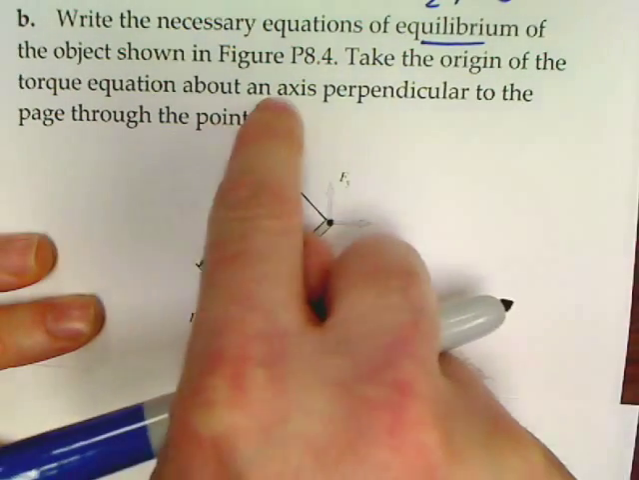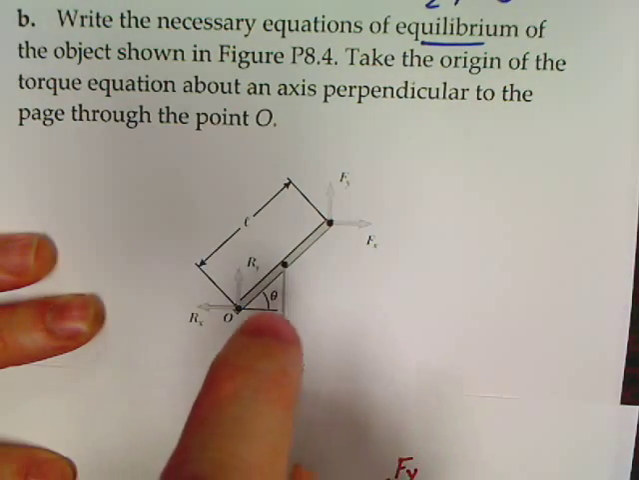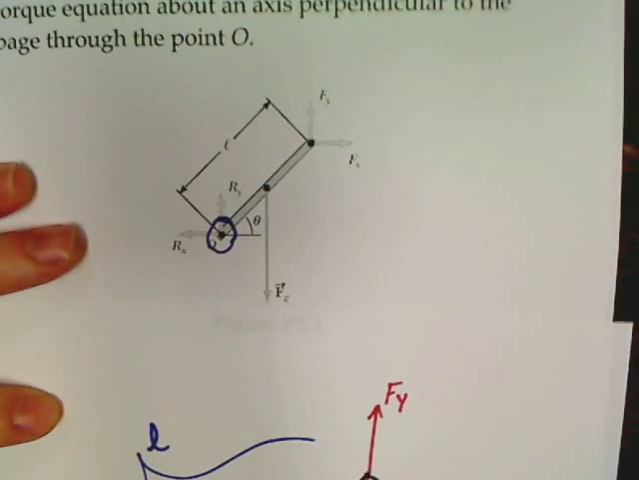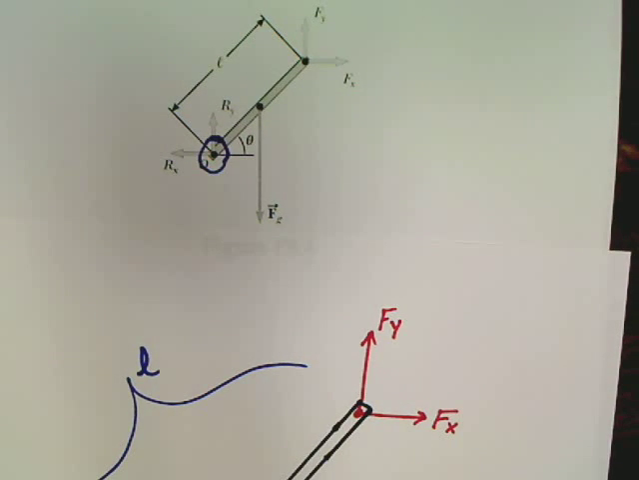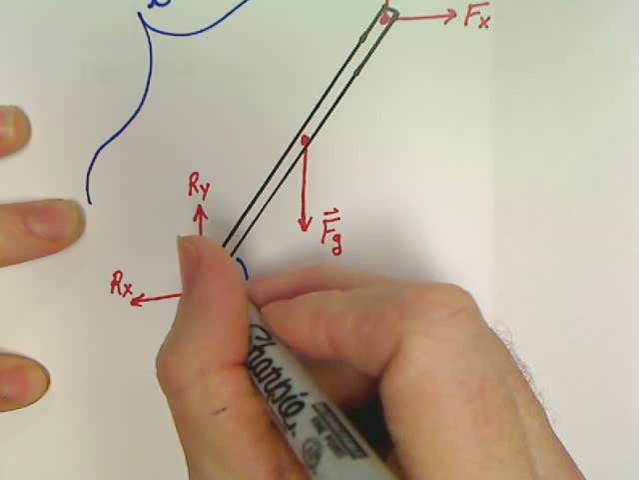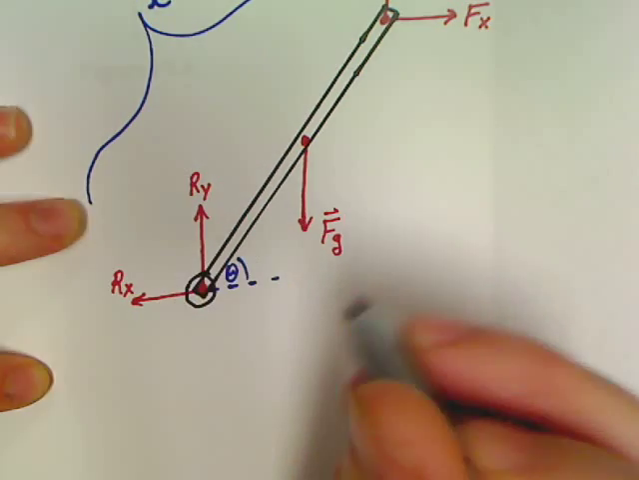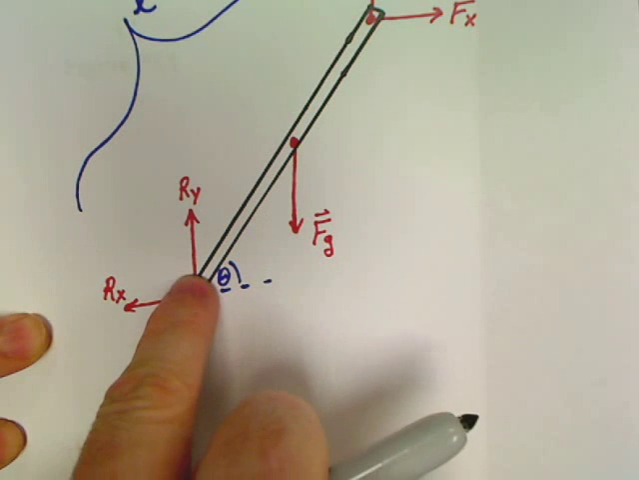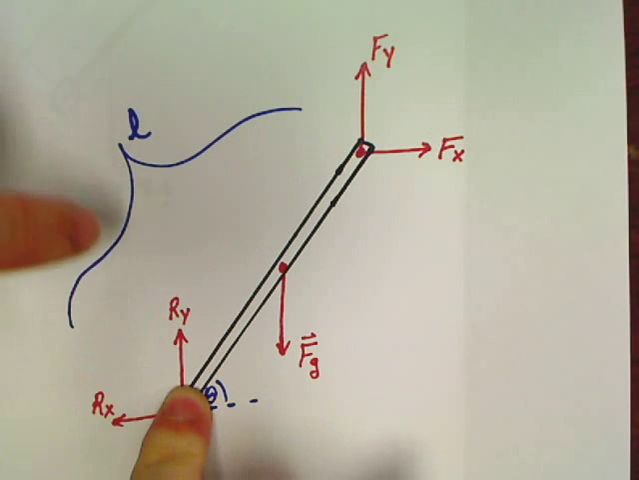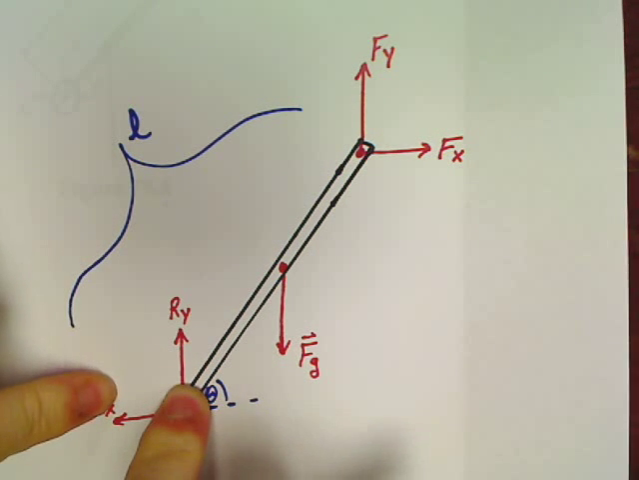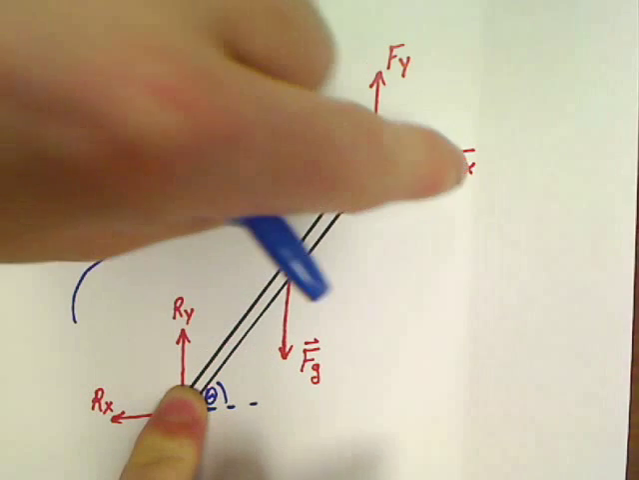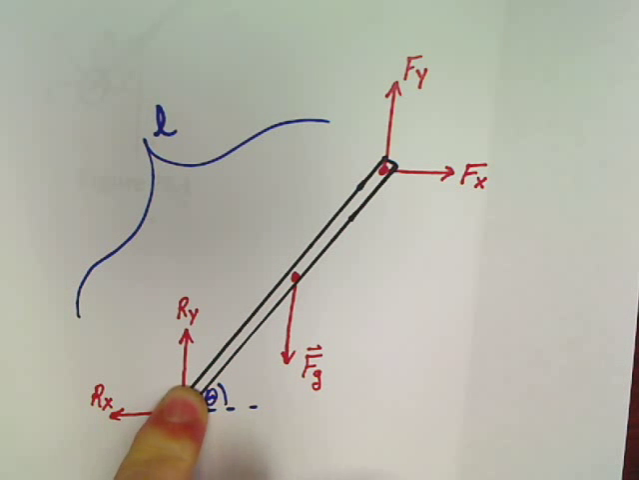Take the origin of the torque about an axis perpendicular to point O. So it's telling me, hey kid, pick this spot to be my pivot point. Well, that's fabulous. I would have picked that point to be my pivot point anyway, because your pivot point cancels everything out at the pivot point, which means by making this the pivot point, I just canceled Ry and Rx out of my torque problem. So I just got rid of those. So now I've got 1, 2, I've got 3.